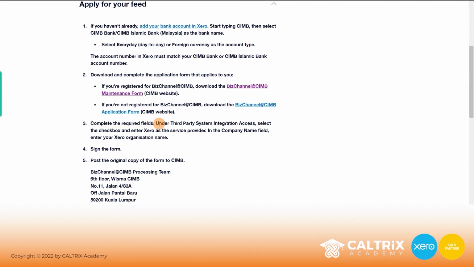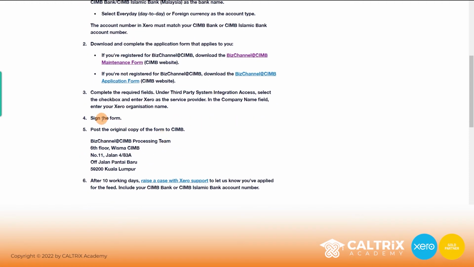But under the third-party system integration access, you need to select the checkbox and enter Xero as a service provider. In the company name field, you just enter your Xero organization name. Once you save the form, there are two methods. One is you post the original copy to the address here, or you can send it over to your CIMB bank branch. And after 10 working days, you just raise a case with Xero support that you already applied for the integration, and then they will activate it for you. And that's all for how you create a CIMB bank account and integrate it with Xero.